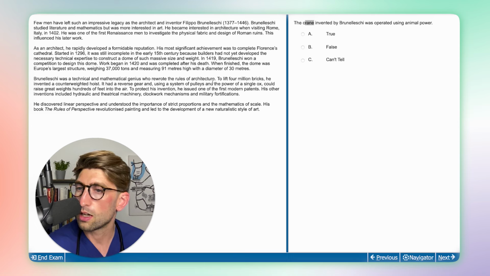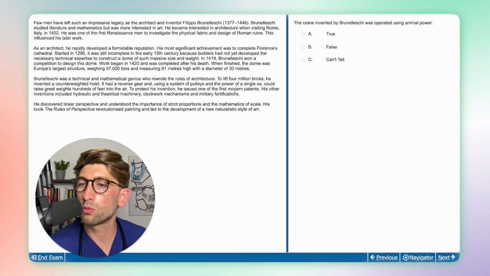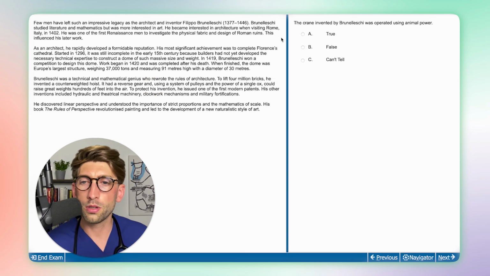Where was it? So he invented a counterweight, a hoist, and reversed pulleys. So power of a single ox. Actually, again, this is where it's tricksy because I don't see any mention of the word crane. But here we go. It talks about counterweight, hoist using the gear and pulleys, single ox could be mastered. He issued one of the first modern patents. So he doesn't mention the word crane, but I think that's the point. Hoist and counterweight. So I'm going to put that as true.